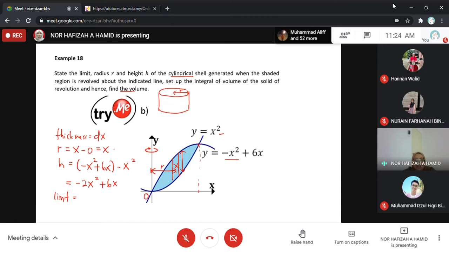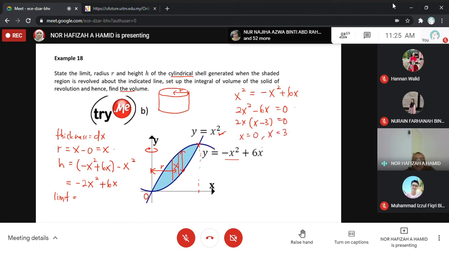So you can solve simultaneous equation between these two functions. Okay, so kalau you nak solve dia, kita ada x square equal to negative x square plus 6x. Okay, so transfer semua pada one side, and you have 2x square minus 6x equal to 0. Okay, so you factor x minus 3. So x equal to 0 and x equal to 3. So intersection ni is 0 and 3. So jangan ambil pada y sebab you kena refer pada thickness dia. So thickness dia dx, limit mesti daripada x. So 0 until 3.